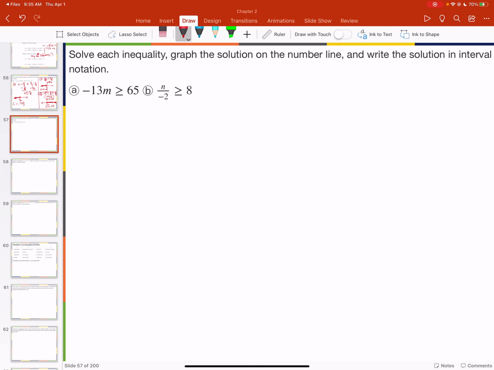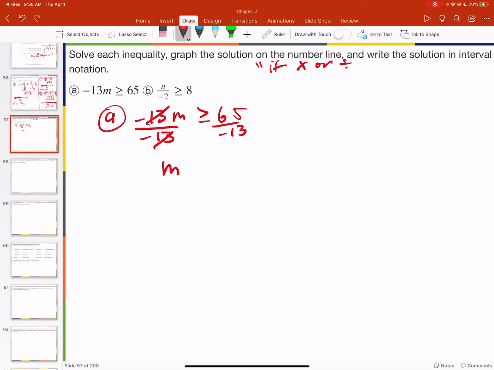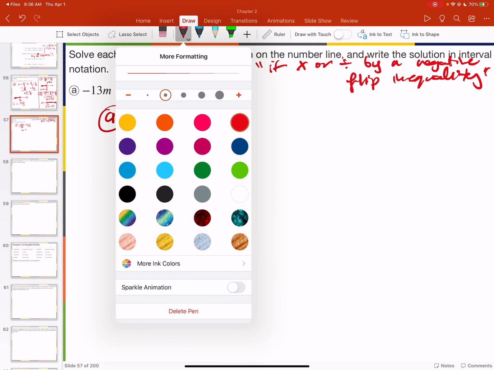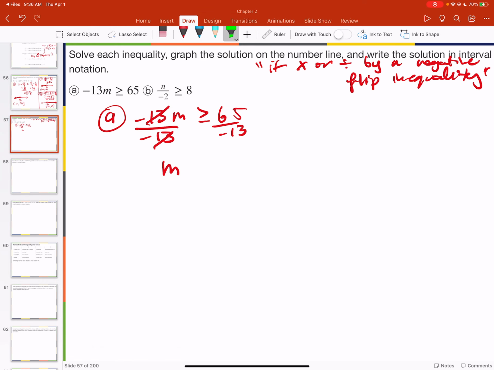Okay, so anyway, we were doing solving inequalities. So we have negative 13m greater than or equal to 65. To solve this, you would solve like you would do any linear equation, keeping in mind that if you multiply or divide by a negative, you need to flip the inequality. It's really important. That's pretty much the big rule here. For this one, we just divided by negative 13, so we need to flip this. So it's going to be less than or equal to negative 5, okay?